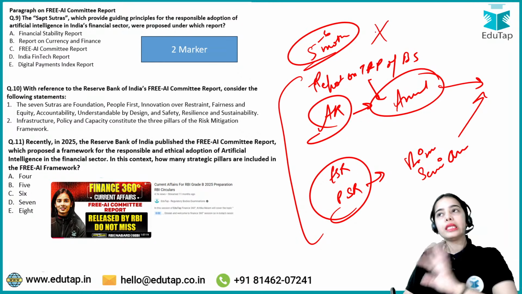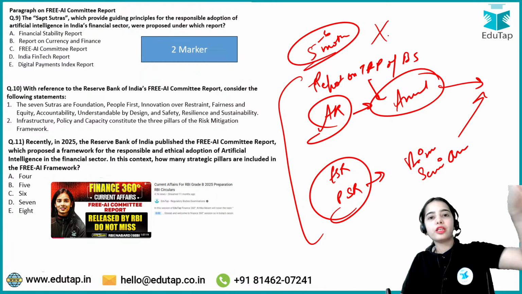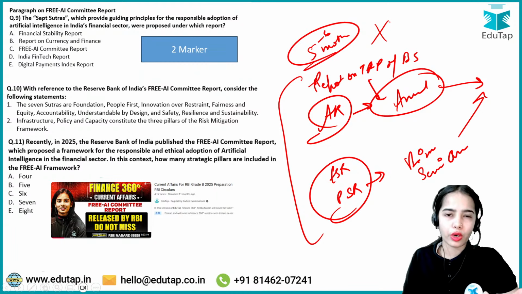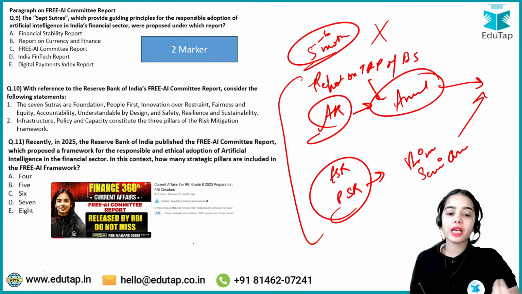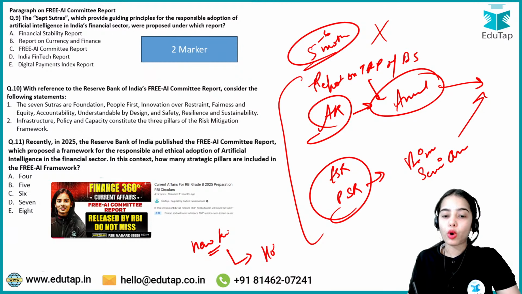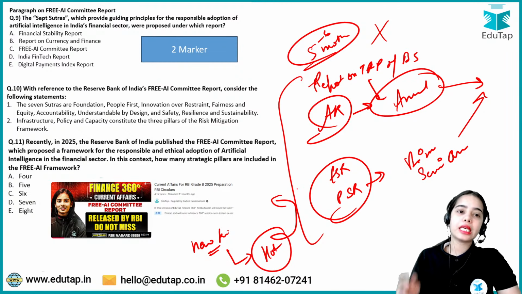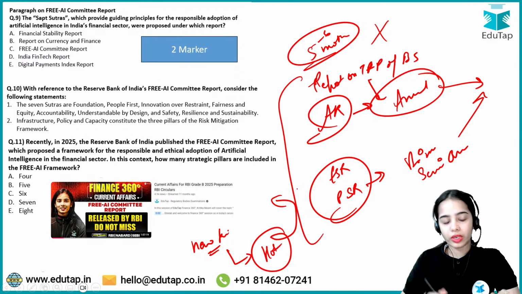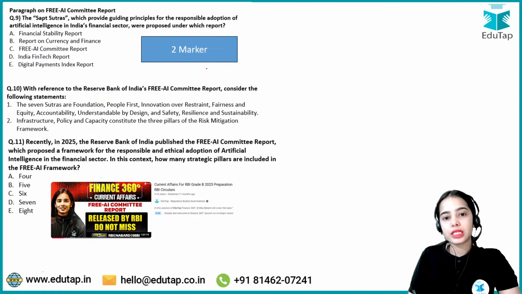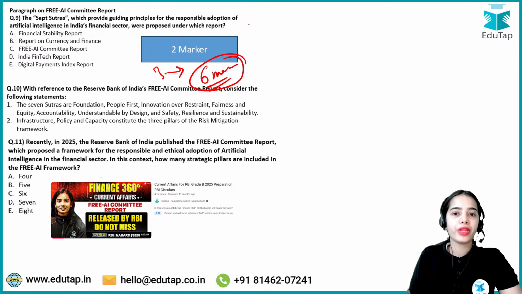If these reports are released 8 months or 1 year before the examination, then they are not so important. But when the RBI is releasing a new kind of report related to a very hot topic, the report becomes very important, as we saw in the case of Free-AI, from where 3 questions carrying 6 marks in total came. So this is the idea.